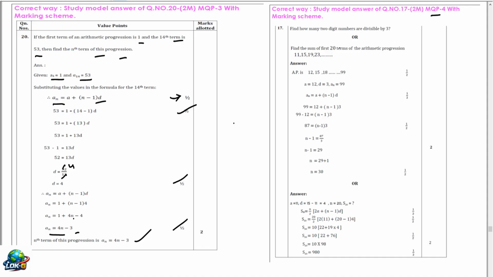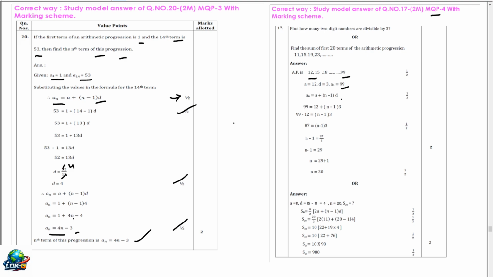Model question number 4, 2 marks question. Find how many 2-digit numbers are divisible by 3. 2-digit numbers divisible by 3 will start from 12, because 3 4s are 12, 3 5s are 15, 3 6s are 18, and so on. The last 2-digit number divisible by 3 is 99. Therefore, a is 12, d is 15 minus 12, which is 3, and an is 99.